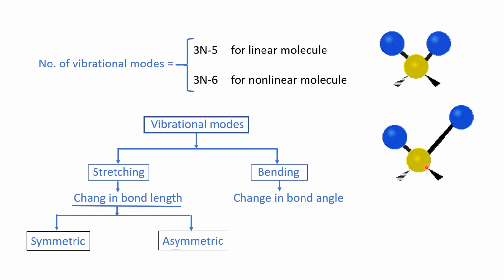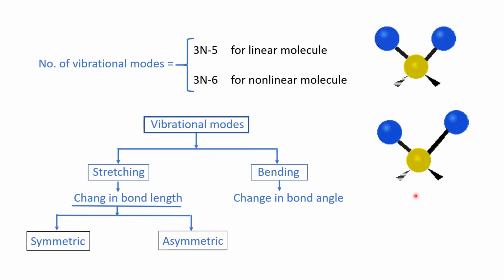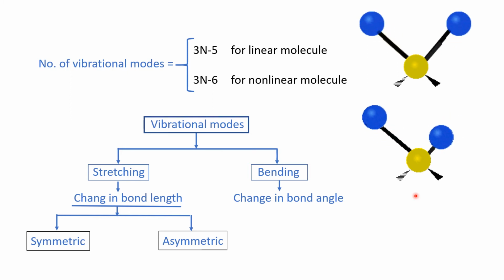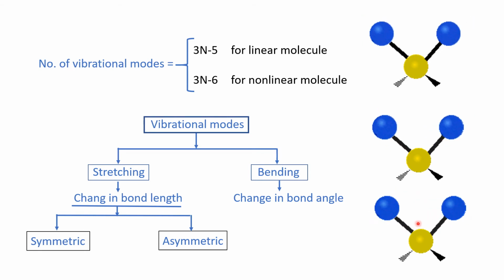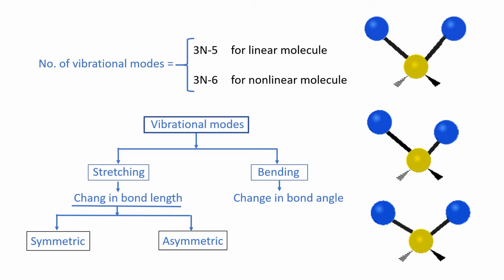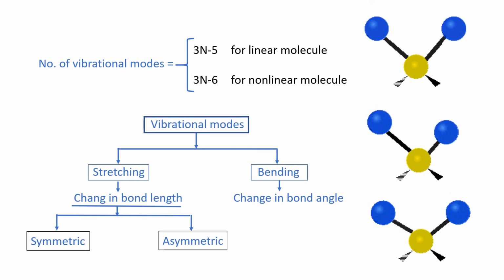So this is the example of symmetric stretching. However, here the situation is different. When one atom goes in, the other atom goes out. So this is an anti-symmetric stretching. While here we have a vibration in such a mode that there is a change in the bond angle, and this is known as bending.